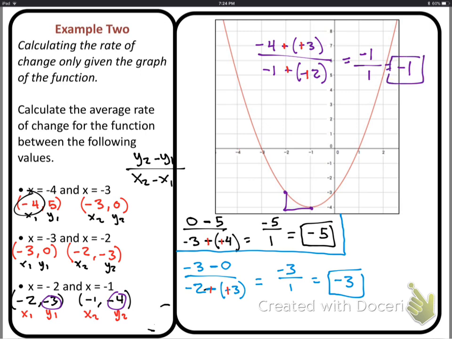Okay, so this was how to read it off a graph. So remember, you're just finding those coordinates. Whatever x value asks you to find, just go find its y and then do your y2 minus y1 divided by x2 minus x1.